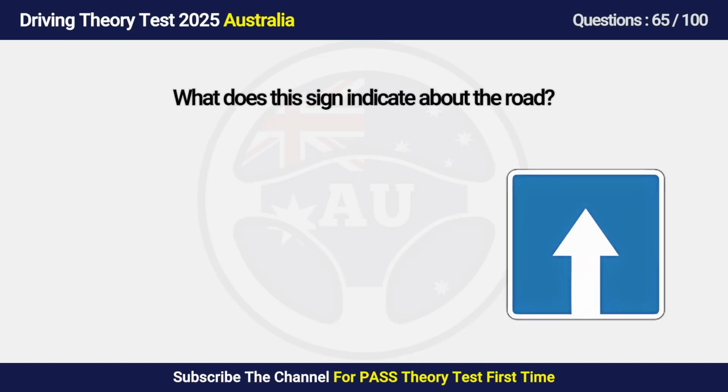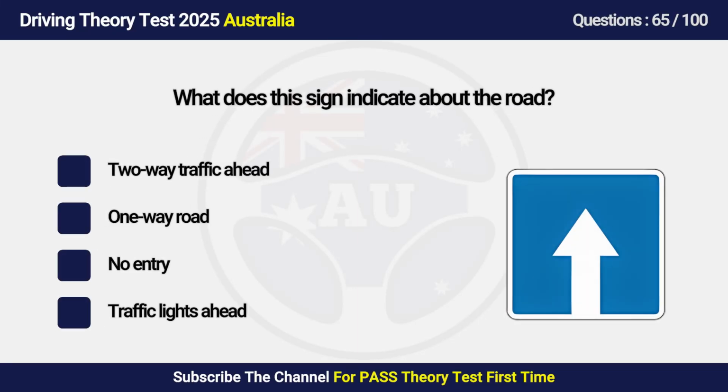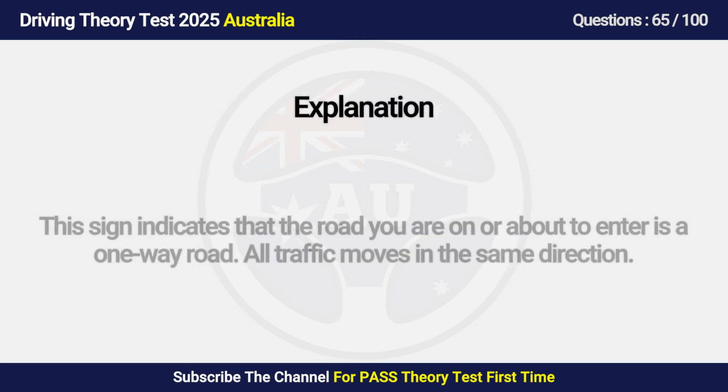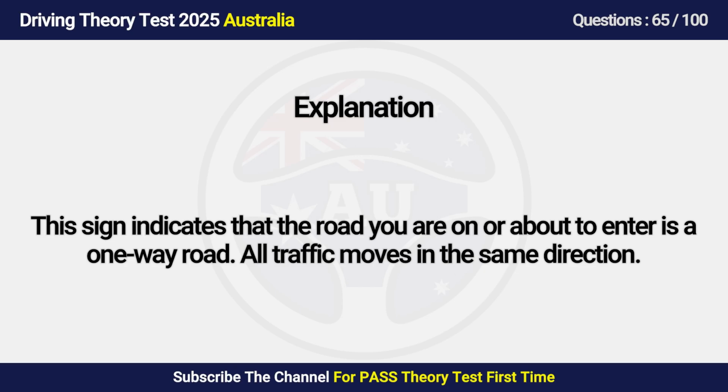Question 65. What does this sign indicate about the road? A. Two-way traffic ahead. B. One-way road. C. No entry. D. Traffic lights ahead. Answer is B. One-way road. This sign indicates that the road you are on or about to enter is a one-way road. All traffic moves in the same direction.